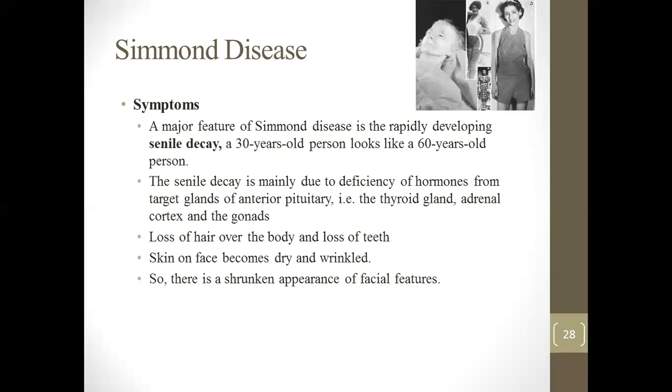The senile disease is mainly due to deficiency of the hormones from the target glands of the anterior pituitary: the thyroid gland, adrenal cortex, and gonads. There is loss of hair over the body and also loss of teeth. Skin on the forehead becomes dry and wrinkled, so there is a shrunken appearance of the facial features.